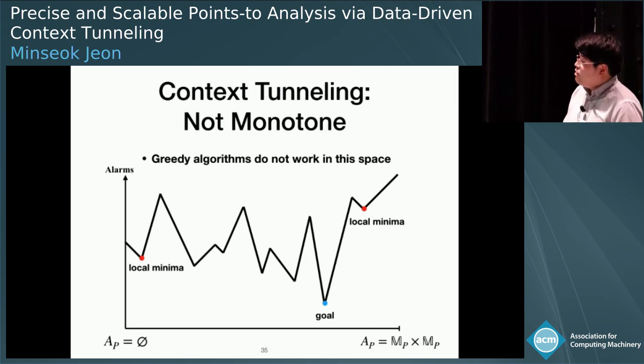This graph shows how precision changes over parameters. The x-axis denotes parameters, and the y-axis denotes alarms. And as you can see, greedy algorithms do not work in this space because they will end up with a suboptimal result.